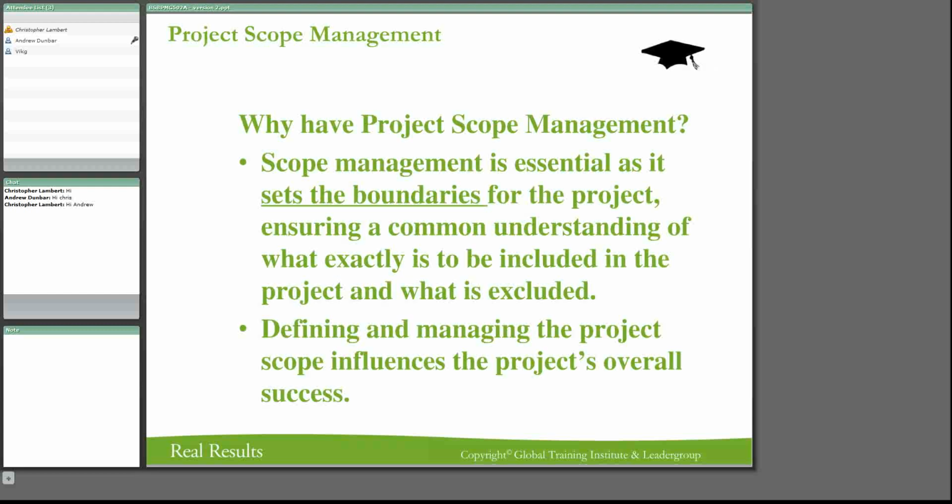So scope management essentially sets the boundaries of the project. It sets the boundaries of the project, and that ensures a common understanding of what exactly is to be included in the project and what is to be excluded from the project. It's sometimes very important to say what is excluded in the project.